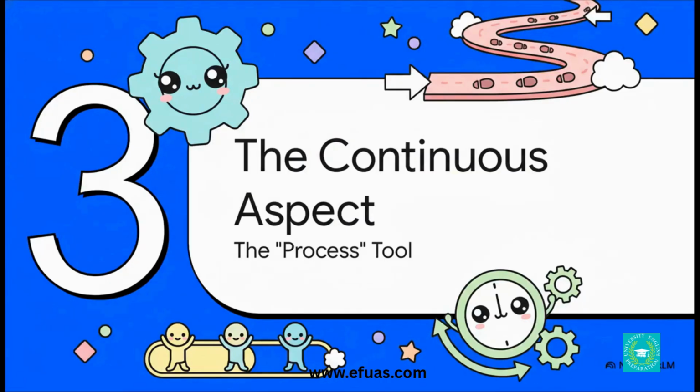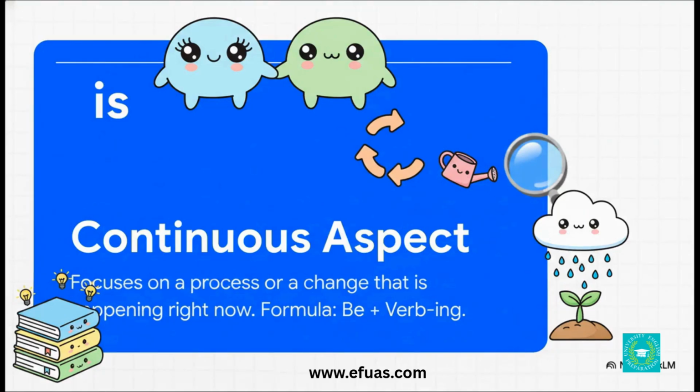All right, tool number 2. This is the continuous aspect. Think of this one as your process tool. It's perfect for when you want to zoom in on an action or a trend that's still happening, something that's unfolding right before our eyes. The recipe for this one is super easy. You just need a form of the verb to be, like is, are, or was, and then you tack on ing to the end of your main verb. So you get things like is developing or are showing.